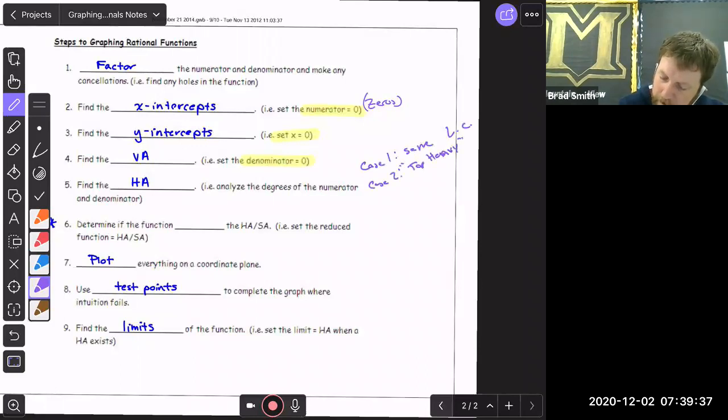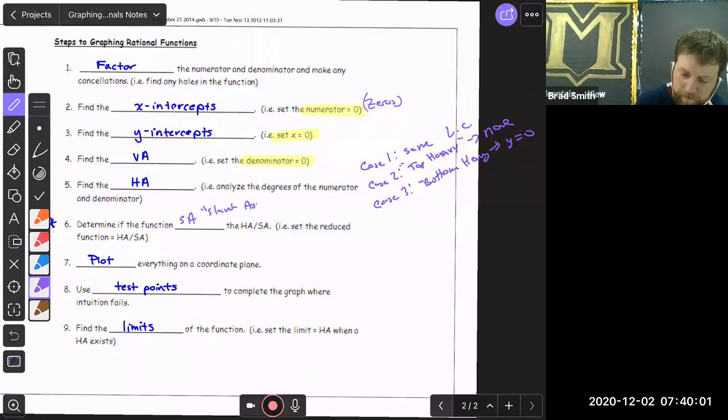So if it's top heavy, there is none. And then case 3, it's bottom heavy. And it's always y is equal to 0. So it's all going to be in one spot. We're not going to do number 6, but this is a slant asymptote. We might get there eventually, but I don't think we're going to have enough time.